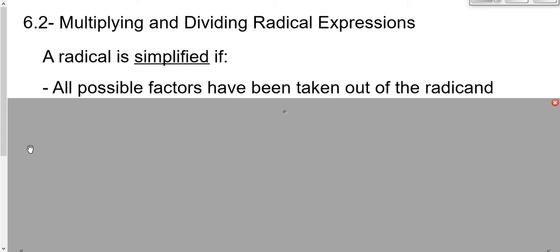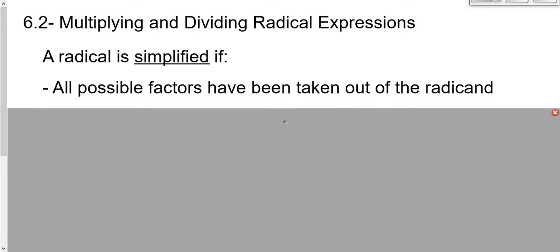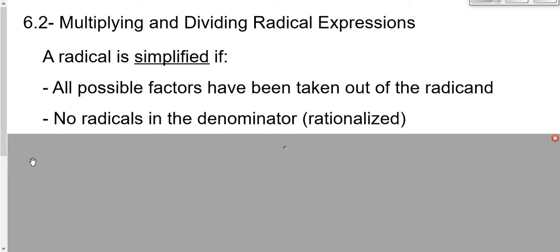And we have one last condition that has to be satisfied before we can consider it completely simplified, and that's that we are not allowed to have any radicals in the denominator. We call this a rationalized expression. So if we have an equation with a square root in the denominator, for example, we would have to get that square root out of the denominator before we could consider this rationalized or simplified.